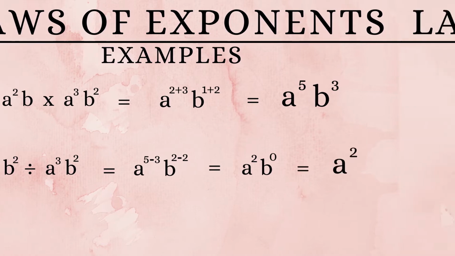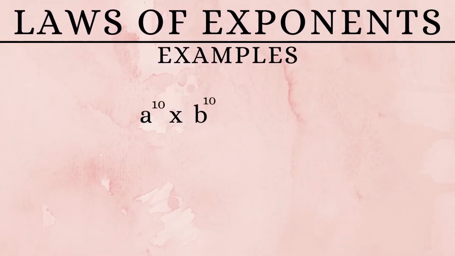Next example, a to the power of 10 into b to the power of 10. Here the bases are different, but the power remains the same. So keep the exponent as it is and just multiply the bases. ab whole to the power of 10. Using this example, let's see how to solve some exponents involving numbers easily.